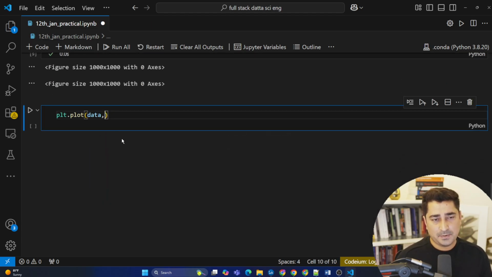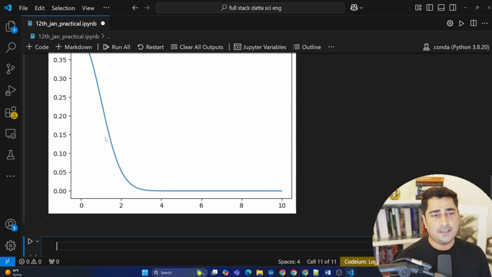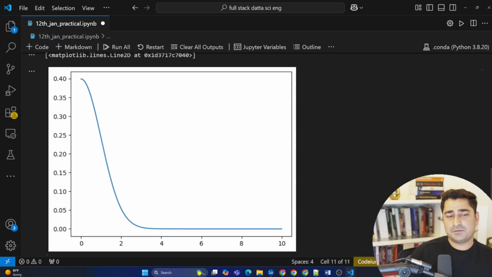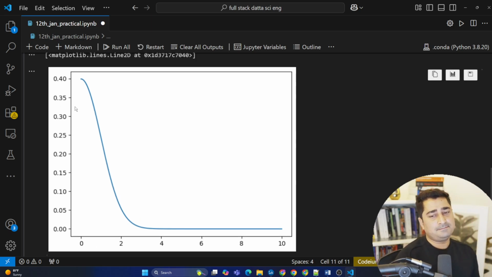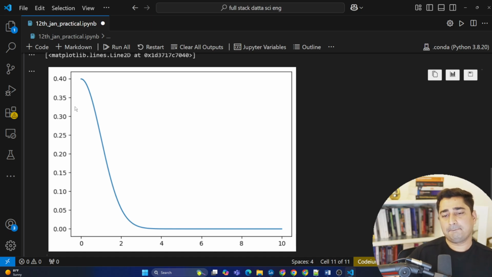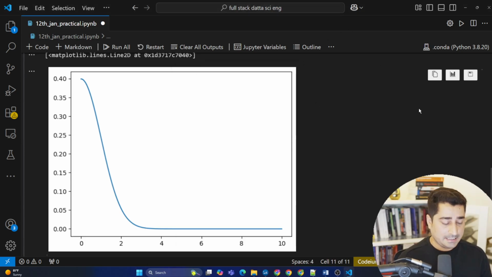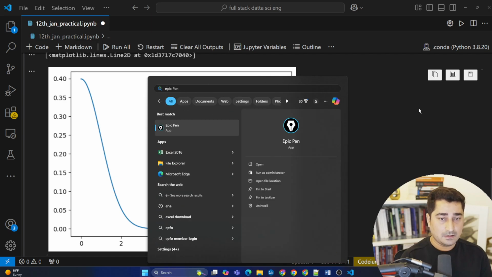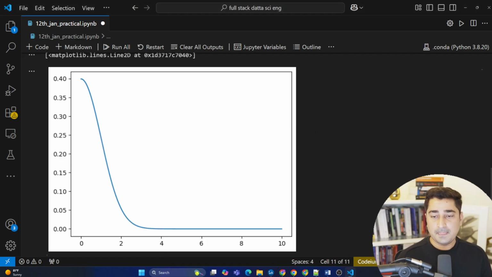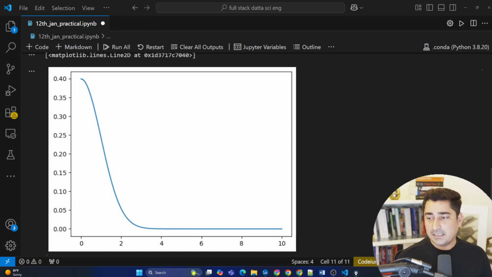So maybe I can try to paste it directly over here. And now if I'm going to plot it, are you able to see x versus y, guys? Yeah. So on the x-axis, I have data ranging between 0 to 10. You can even check the scale. So I have basically data ranging between 0 to 10. And this was the range of the data that we have produced, right?